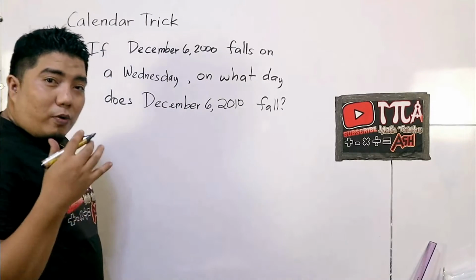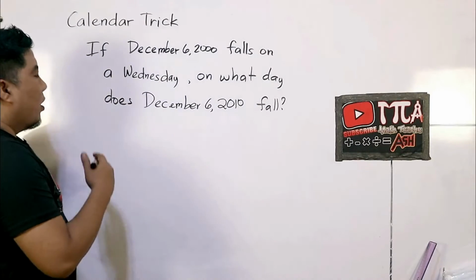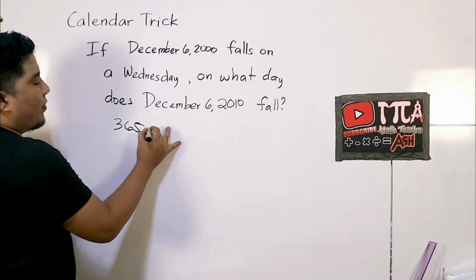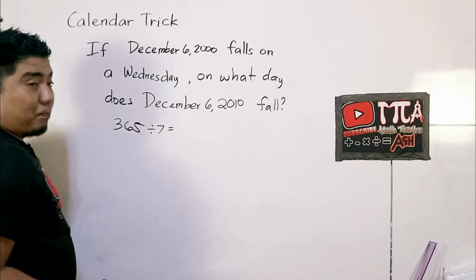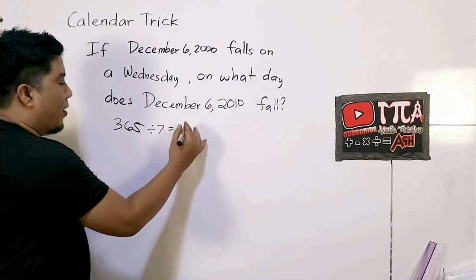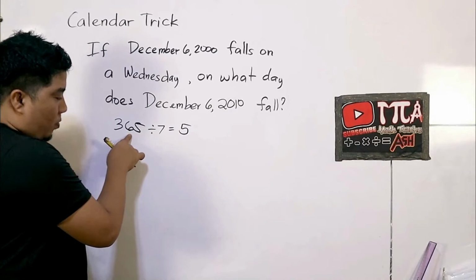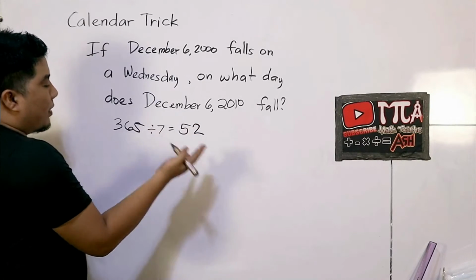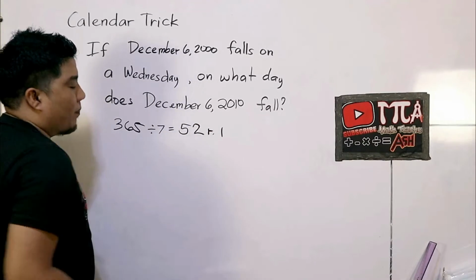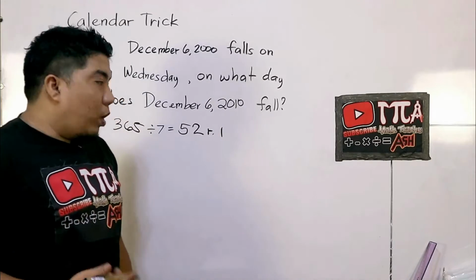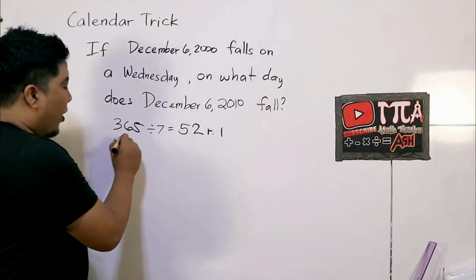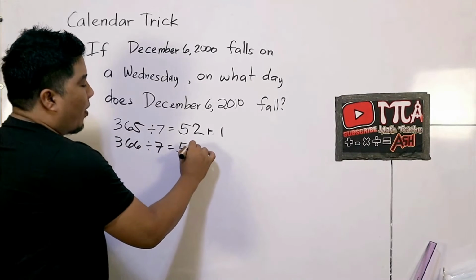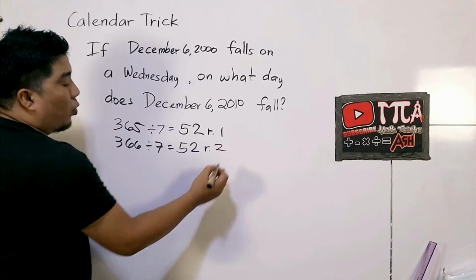Okay. So, first thing to establish is, let's talk about 365 days. Given 365 days, if we divide this by 7, we will have 52, and then remainder 1. In every usual year, we will have a remainder of 1. If we have 366 days for the leap year, if we divide this by 7, we have 52 remainder 2.